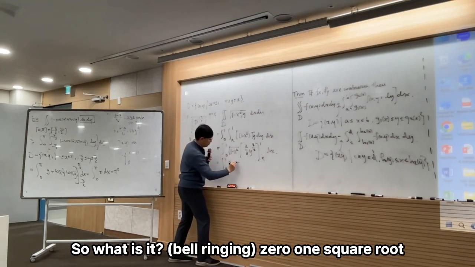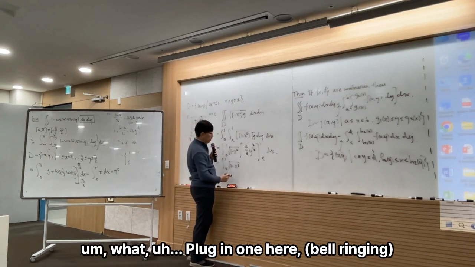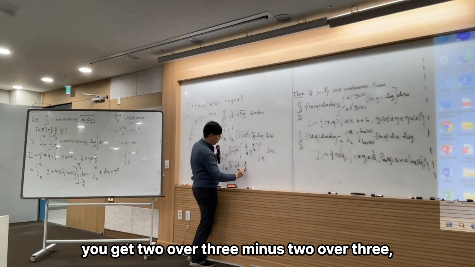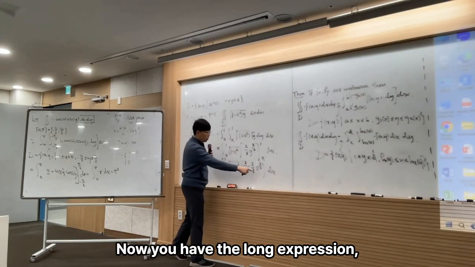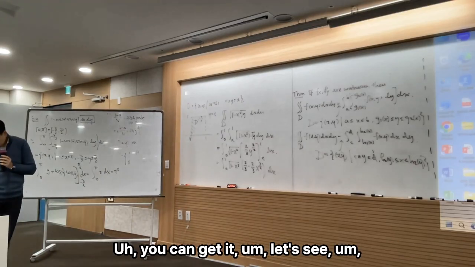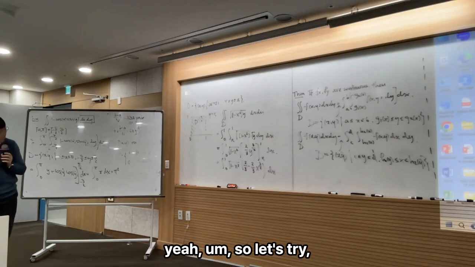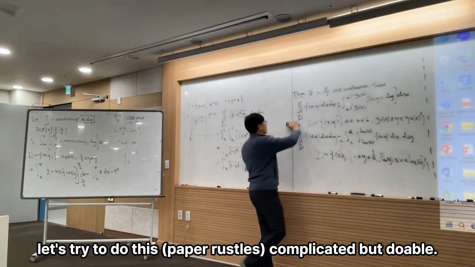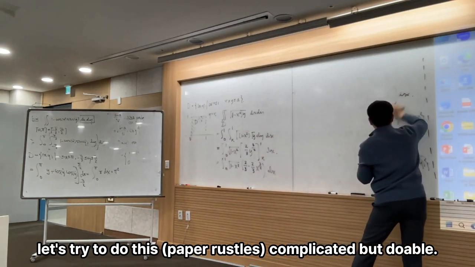So the integral from 0 to 1 of square root of 1 minus x squared, and what? Plug in 1 here, you get 2 over 3 minus 2 over 3 x to the 3 over 2 here, and dx. So now you have a long expression, but it's about x, and this is just a single variable function integration. You can get it. It's complicated, but it's doable.